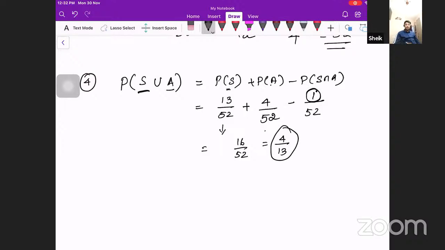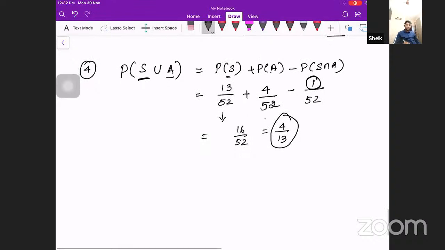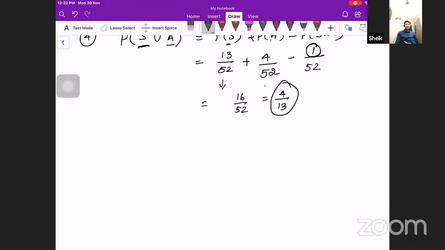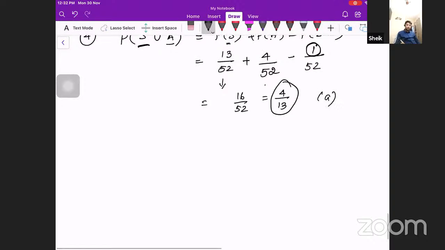There is one card with spade and ace, which is 1 by 52. So the answer is 16 by 52, which is 4 by 13. That is our option A. Fine. Next one.